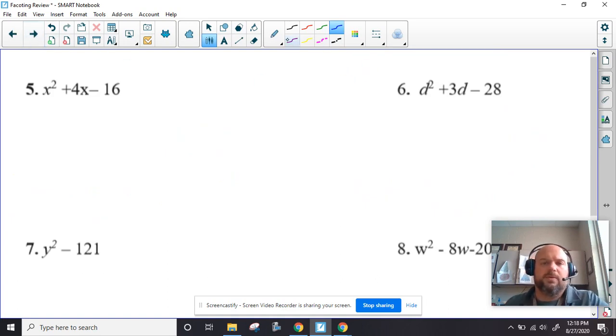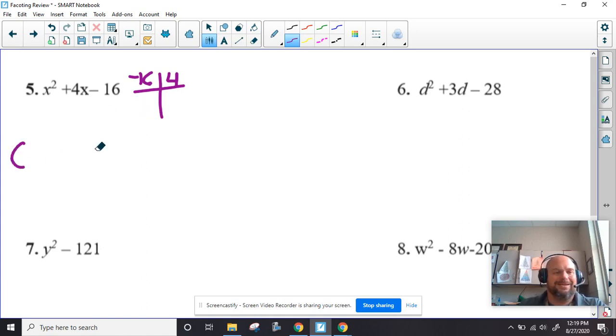Now, a few more practice. Negative 16, positive 4. Think about this one now. Did Mr. Jeffries make a mistake on this? Maybe. We shall see.